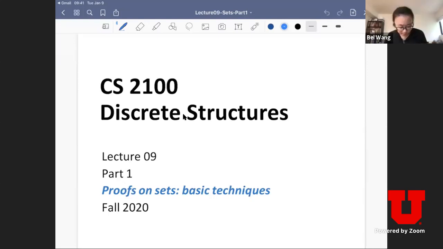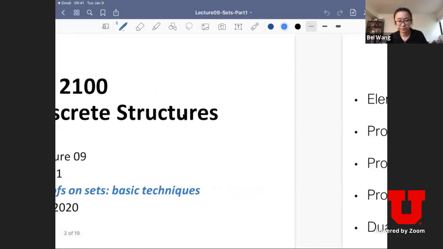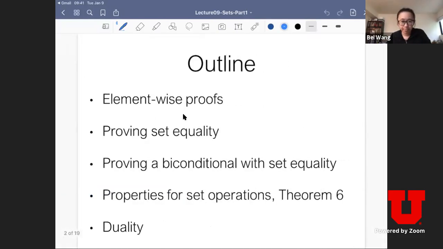This is lecture 9, part 1. We're going to go over some basic techniques to do proofs on sets. The techniques we're going to talk about in this part of lecture 9 are element-wise proofs, proving set equality, proving biconditionals involving set equality, and we're going to look at Theorem 6 from the textbook regarding properties for set operations.